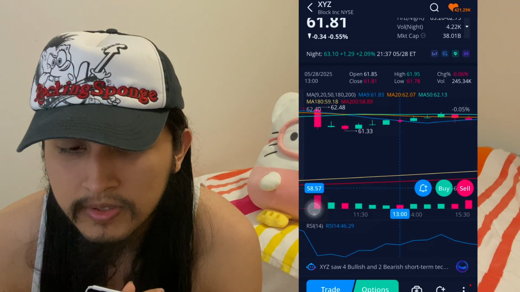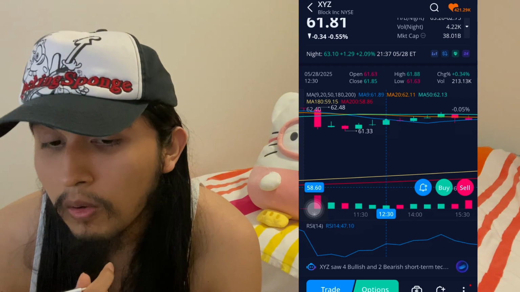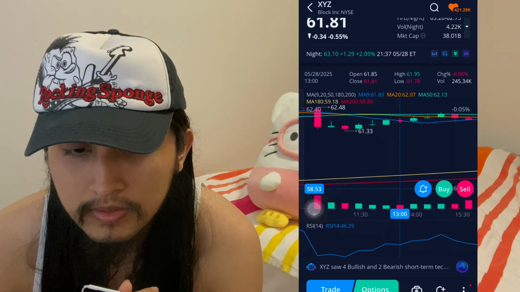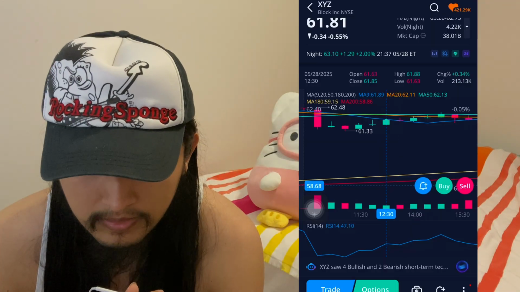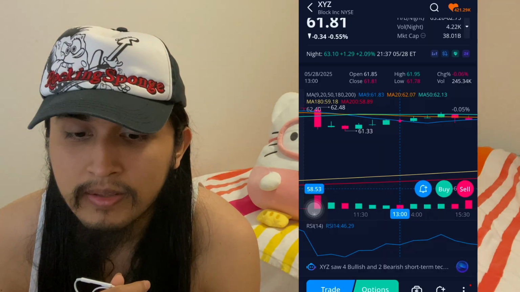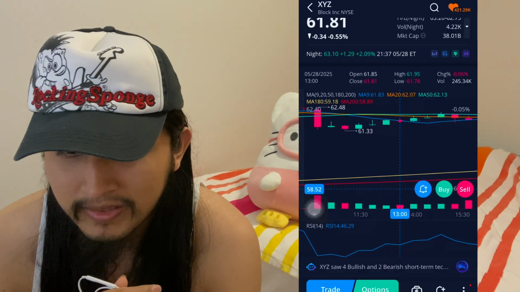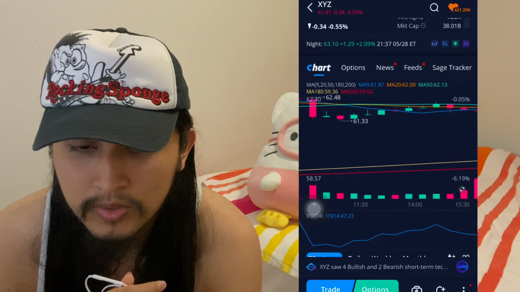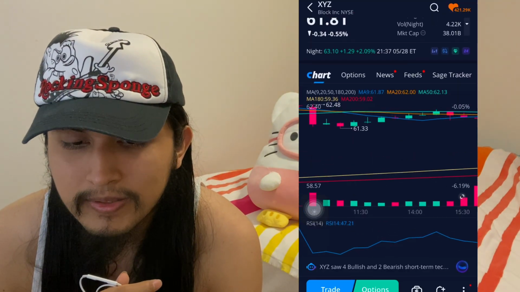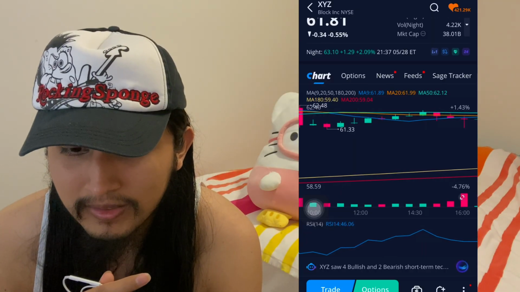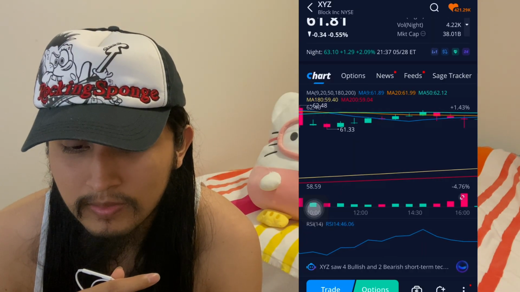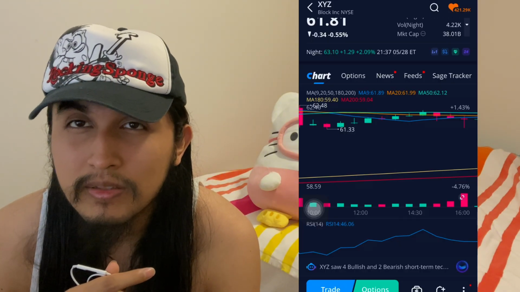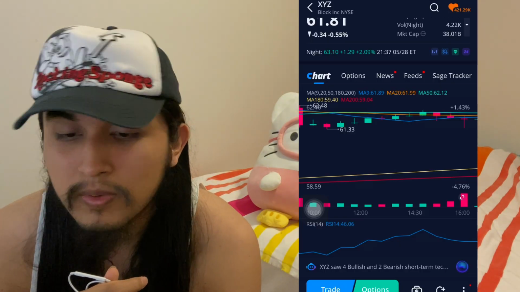Step two is to use the moving averages to play either calls or puts. In this case, I played put options on XYZ as soon as I saw the moving averages looked like that on the 30-minute chart. Once I saw that, I thought, okay, XYZ could see more downward potential towards the day.